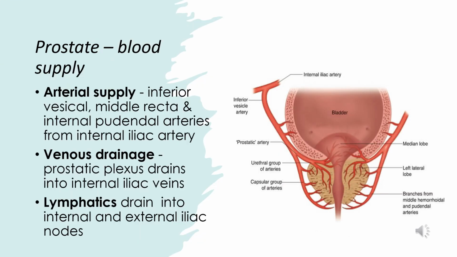We will take up the next objective, that is the blood vessels and lymphatics of the prostate gland. The arterial supply of the prostate gland comes from three arteries, mainly the inferior vesical, middle rectal, and the internal pudendal arteries. All these are branches of the internal iliac artery, which is the chief artery of the pelvis. So the major arterial supply comes from the first two, namely the inferior vesical and the middle rectal.